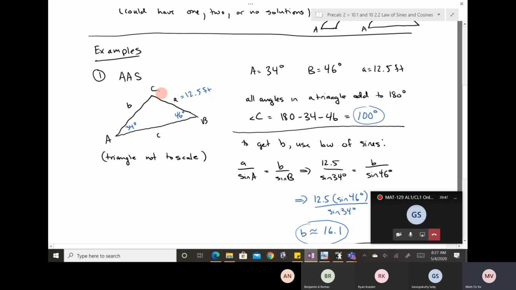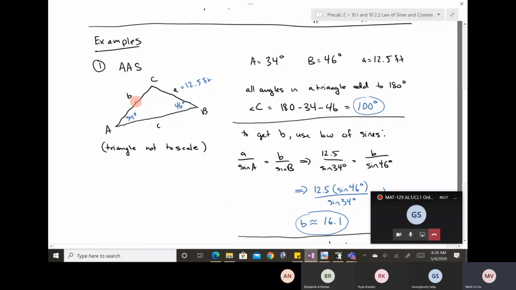In terms of angle C, that's pretty straightforward to figure out, right? Because for any triangle, the rule is that all three angles should always add up to 180. And because we know both angles A and B, we can calculate angle C by just subtracting. So angle C has to be 180 minus 34 minus 46. If you calculate this, you get angle C is equal to 100 degrees. So here angle C is pretty straightforward to calculate.